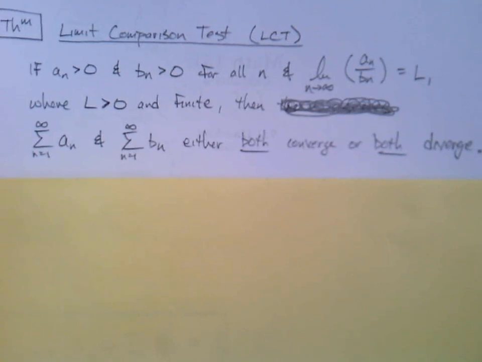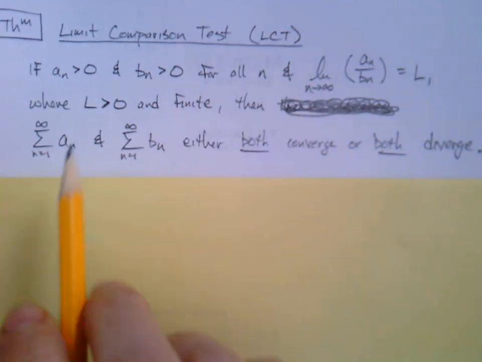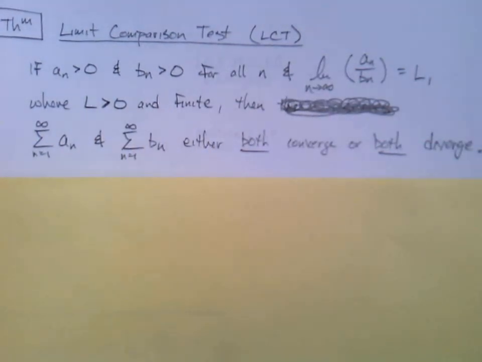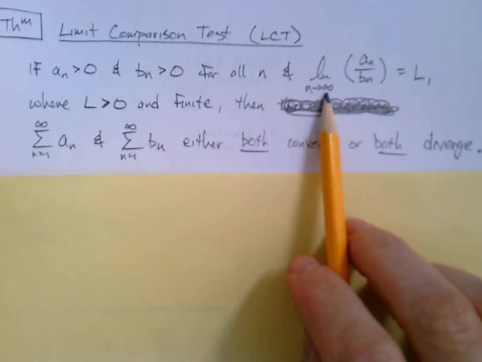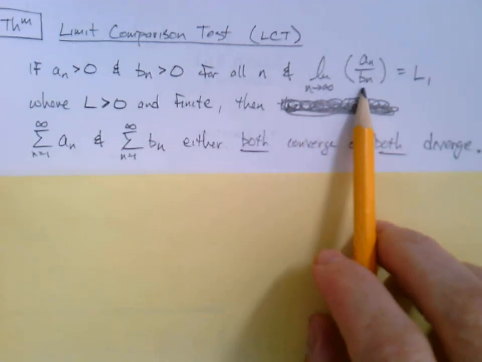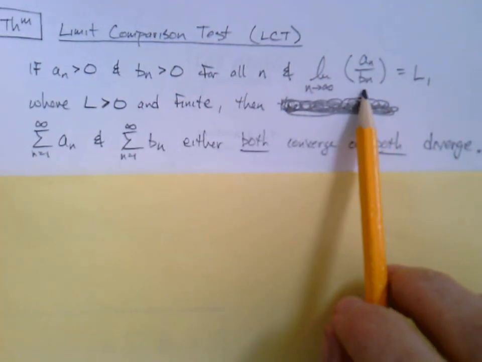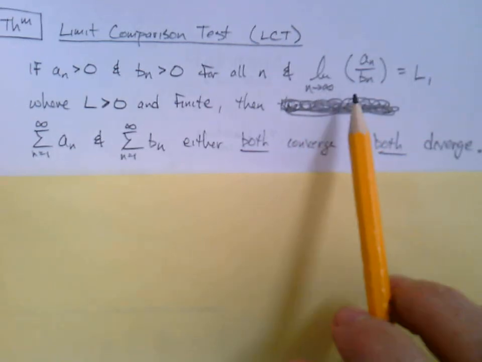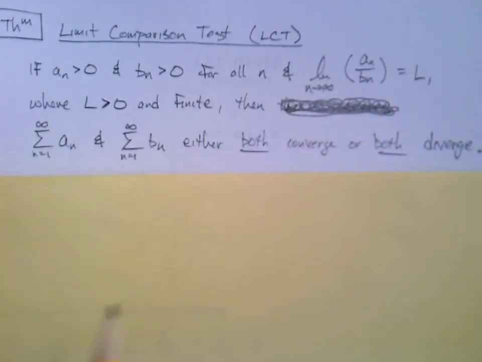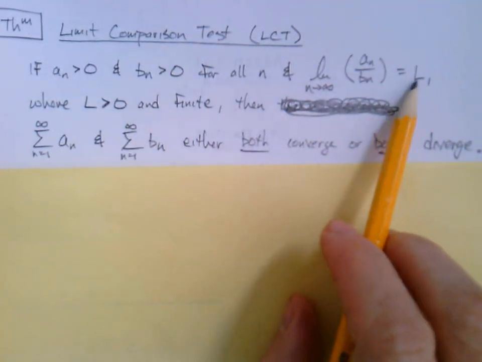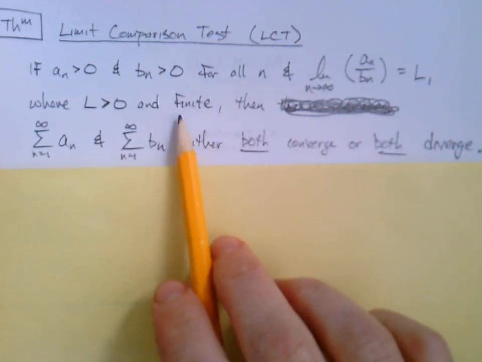Okay, here we go. Limit comparison test, LCT. If a sub n is greater than 0 and b sub n is greater than 0 for all n, so we're saying they're both positive. That's got to be true for any comparison test. Everything's positive. And the limit as n goes to infinity of a sub n over b sub n equals L. So we're taking the ratio and then applying a limit to it. And it equals L, where L is greater than 0 and finite. So now L has to be a positive number and not infinity, greater than 0 and finite.